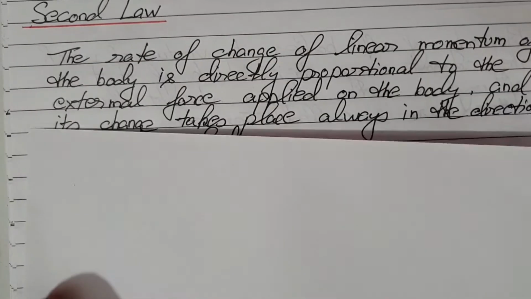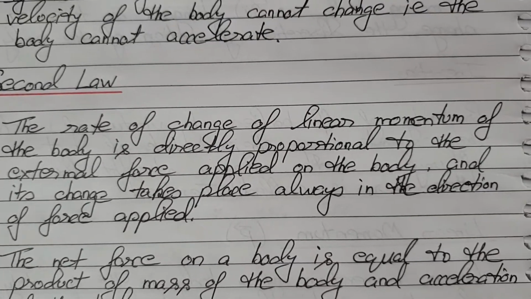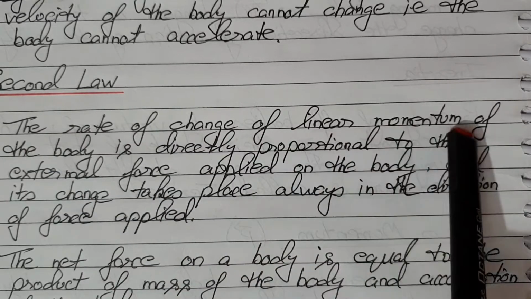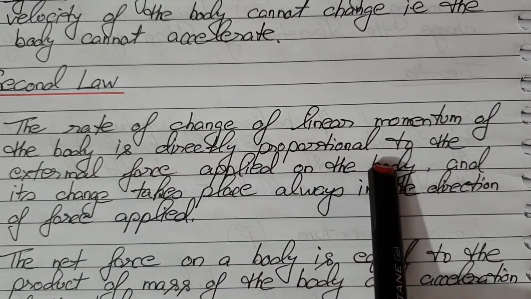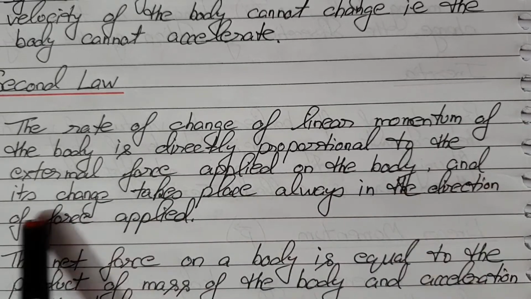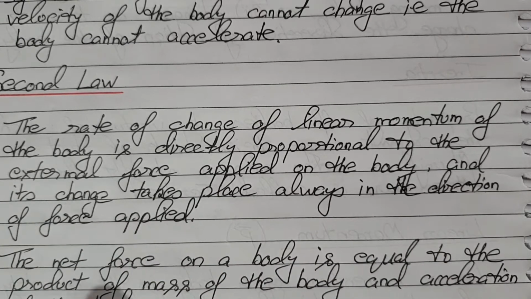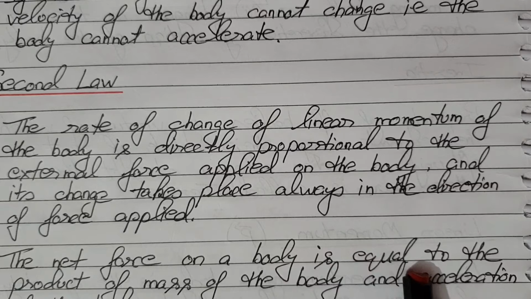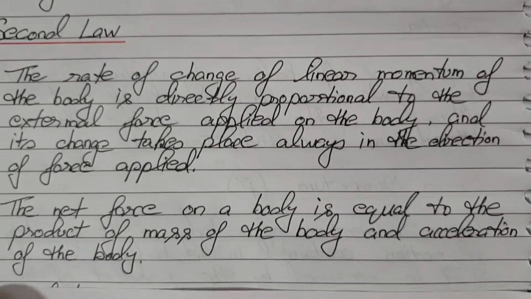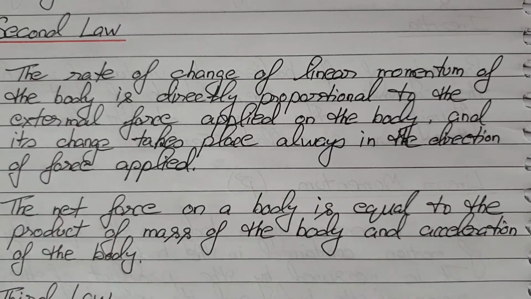Now the second law. The second law states that the rate of change of linear momentum of a body is directly proportional to the external force applied on the body, and its change takes place always in the direction of the force applied. That is, the net force on a body is equal to the product of the mass of the body and the acceleration of the body.